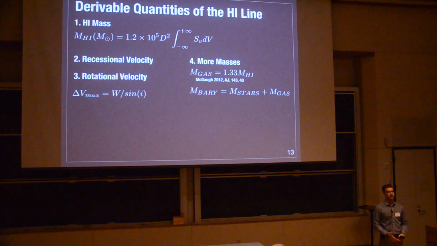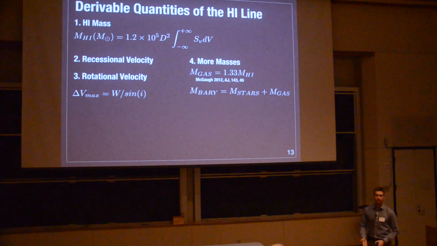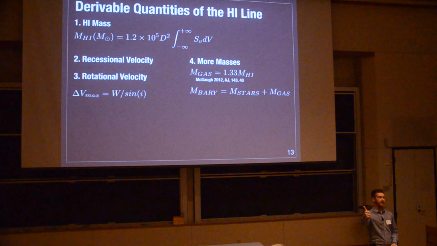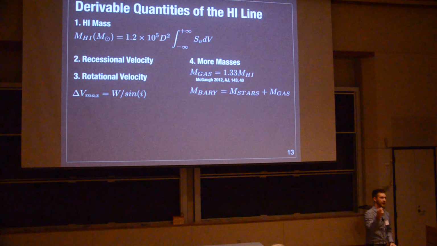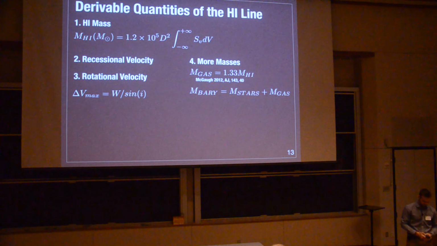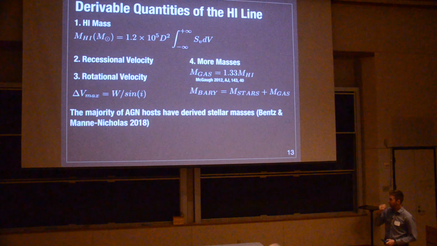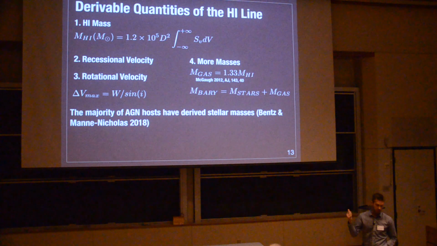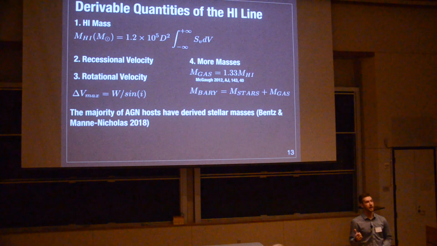The other thing you can get is baryonic mass, which is the total amount of detectable matter in these galaxies. And the two most significant contributors to mass in galaxies are one, gas, and two, stars. So if you add those two things up, you get the maximum amount of matter that you can detect in these galaxies.